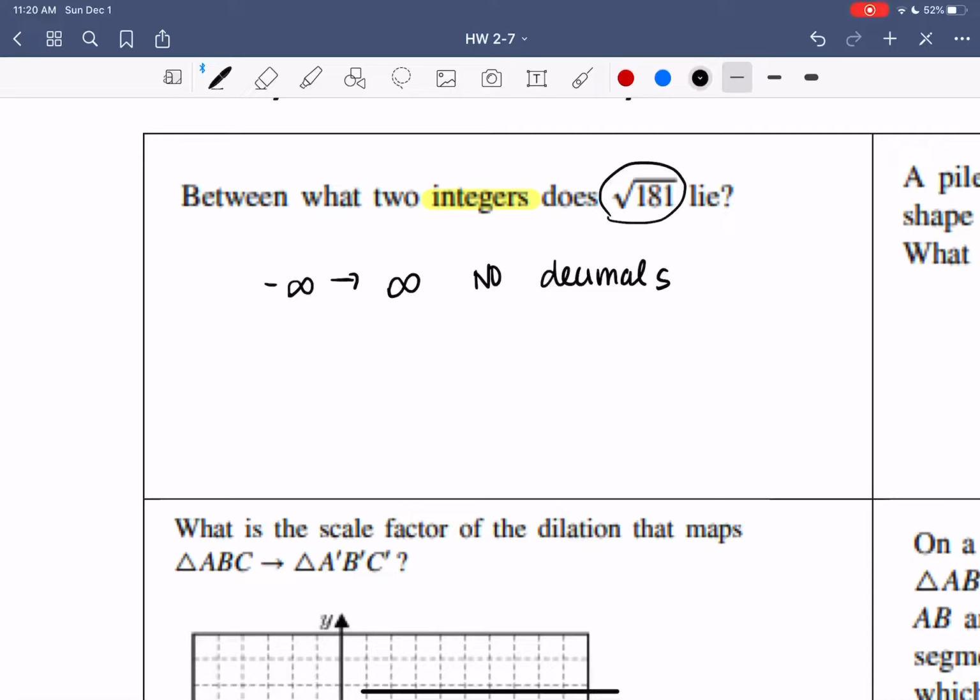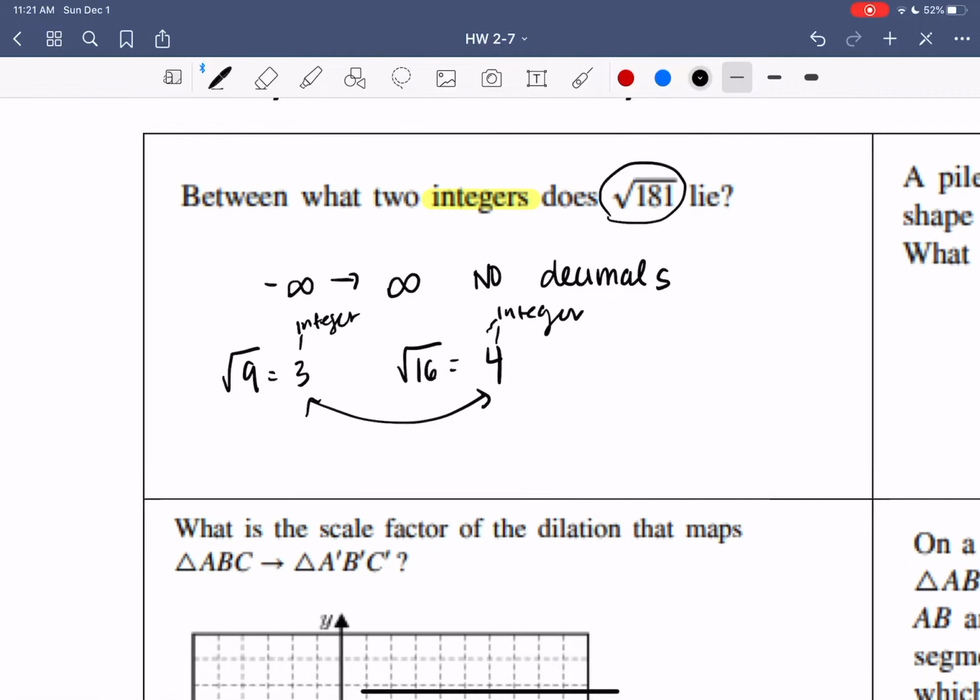The square root of 9 equals 3, and the square root of 16 equals 4. So any number between the square root of 9 and the square root of 16 will be between these two. This is an integer, and this is an integer.